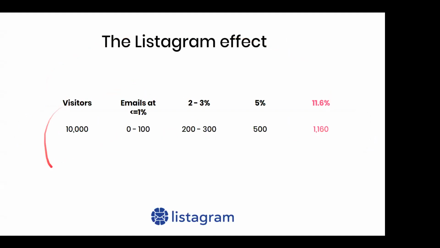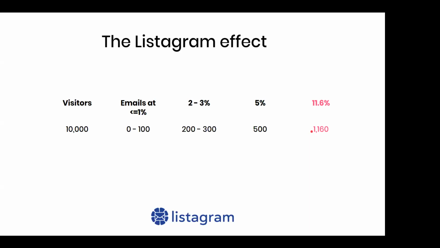So what's the effect of this though? Say you get 10,000 visitors maybe a month, or maybe less, maybe more. What's the effect on the number of emails that you get on this number of visitors? Less than 1% is common, remember. So on 10,000 visits, maybe 100 people submit their email address. If you're doing the average, it's 200 to 300 per 10,000, and at 5%, 500. But you can see how much of an impact that has on the number of people on your email list if you're running something like Listagram, because this is our average opt-in rate.